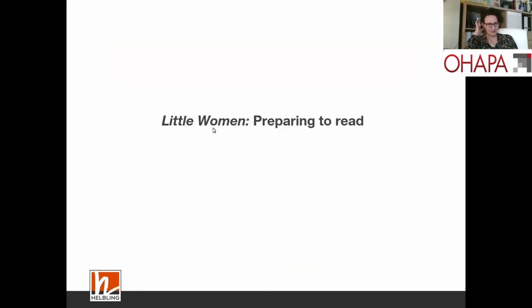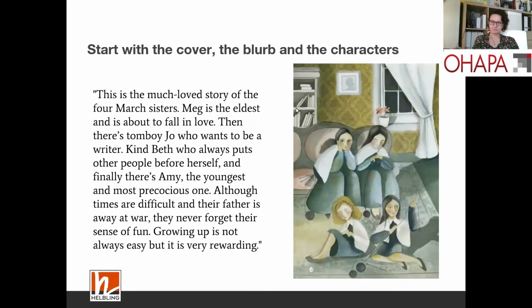So moving on to Little Women, I don't know how many of you have seen the latest film adaptation of the novel. I personally think it was amazing, but you can decide for yourself. So here again, I have chosen a different character page to introduce the 4 girls. Here again, you can start with the cover, read the blurb, and describe the characters and the setting.